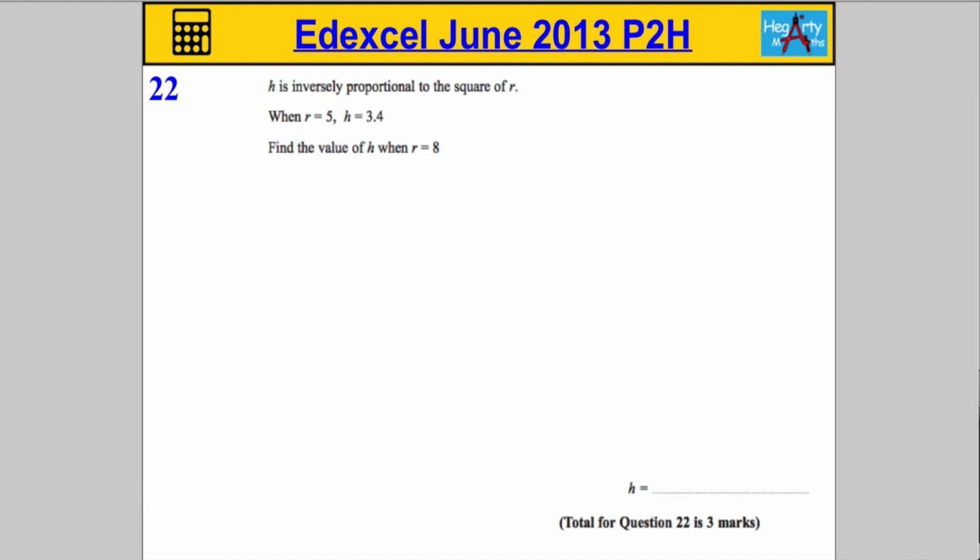Question 22. H is inversely proportional to the square of r. When r is 5, h is 3.4. Find the value of h when r is equal to 8.